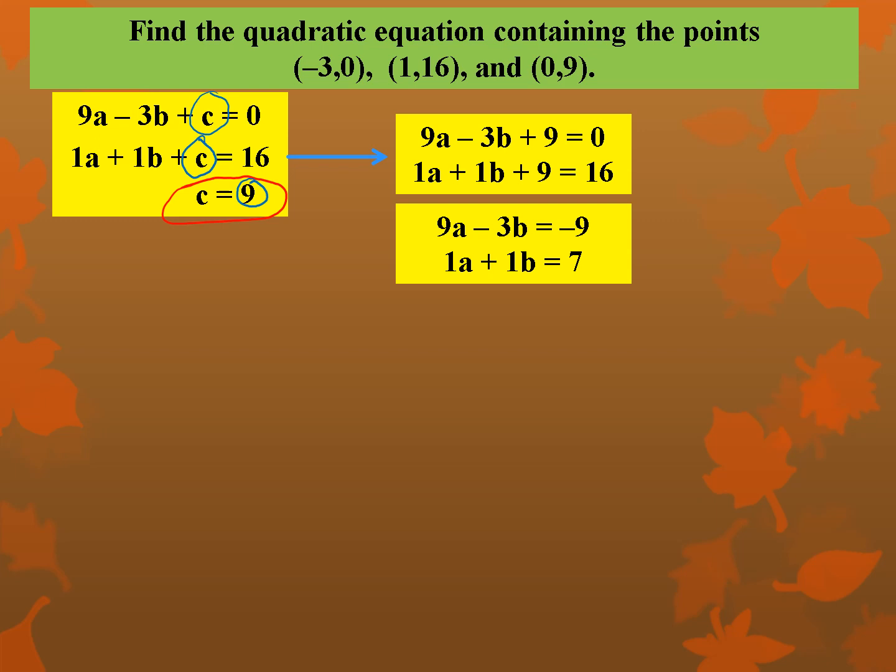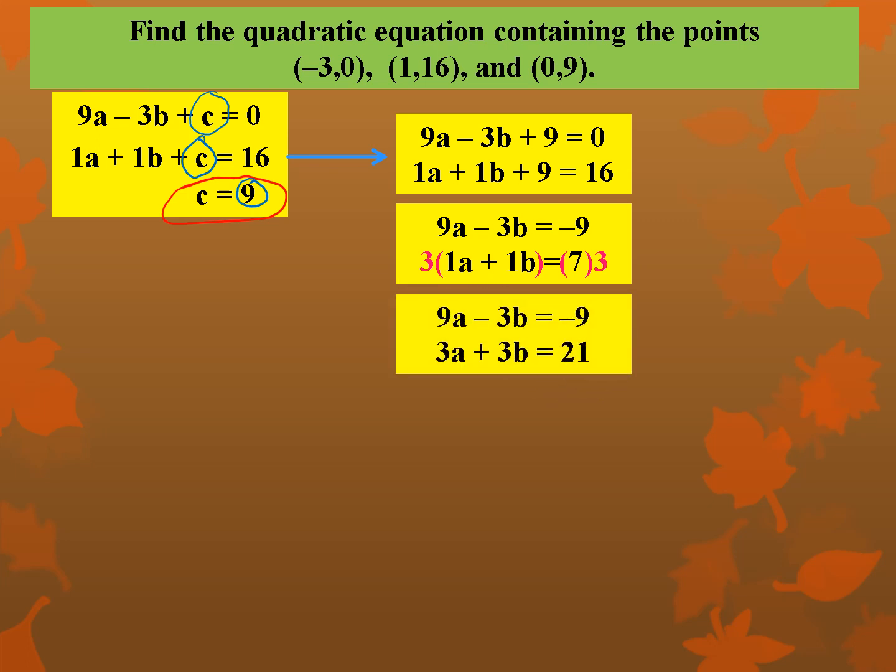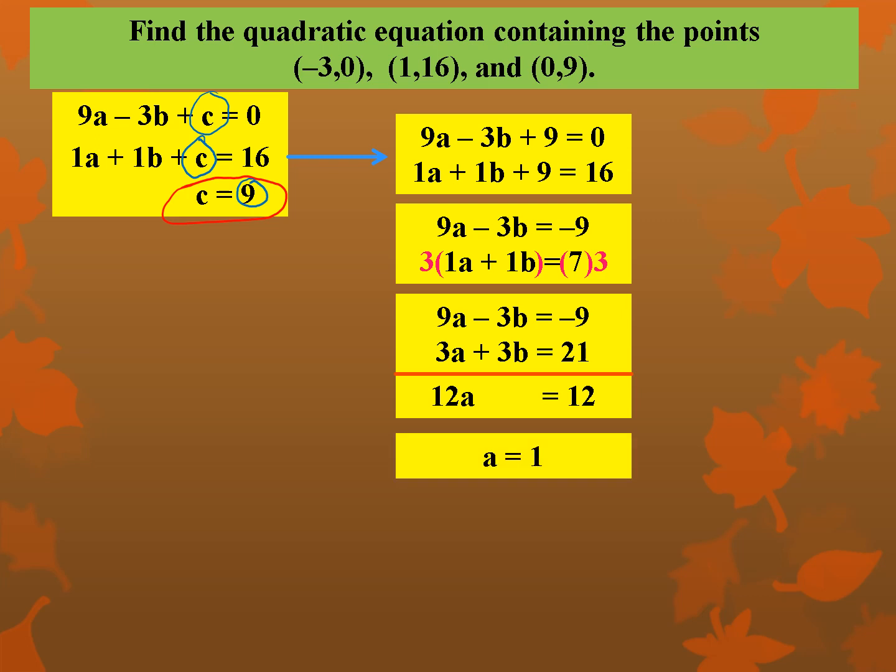I'm going to choose the b's because they're already opposite signs. So I'm going to multiply the bottom equation by 3. When I do that, I get 9a minus 3b equals negative 9 because I didn't change it. And then on the bottom, I get 3a plus 3b equals 21. Now I can just add down the columns, and I get 12a equals 12, and a is 1.